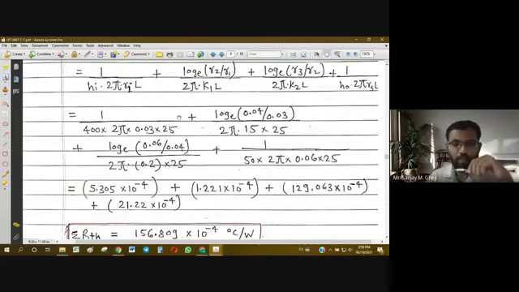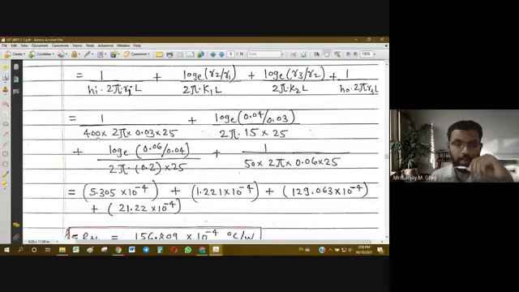So now we can put in all the values, that is 1 upon hi is 400, so 400 into 2 pi into radius Ri is 0.03 meter and length L is 25 meter, that is also given in the problem. Then log to the base e of 0.04 divided by 0.03, whole divided by 2 pi into 15, K1 is 15 and length L is 25.